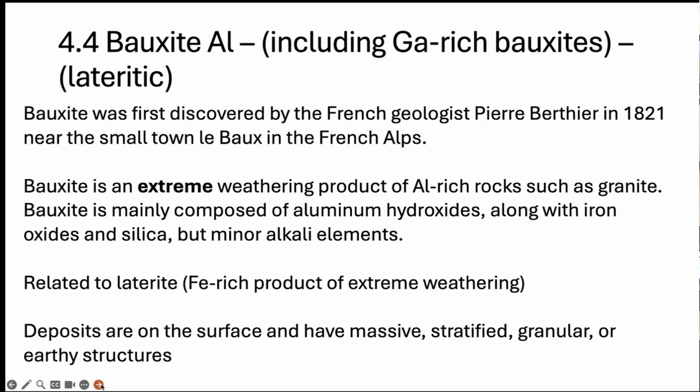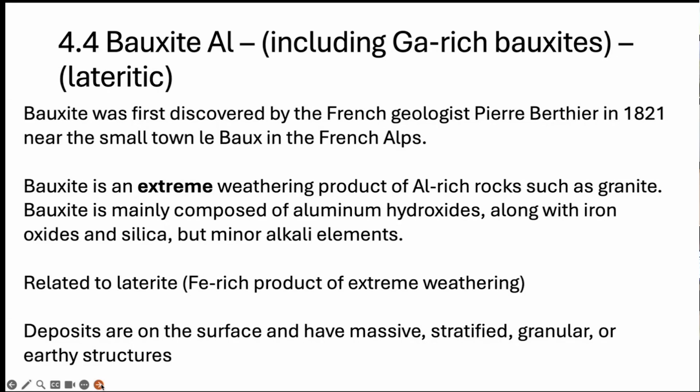All right, so then the book goes on to bauxite. This is a very different kind of ore. It was first discovered by the French geologist Pierre Berthier in 1821 near the small town of Les Baux in the French Alps. Hope I pronounced that right. It is the result of extreme weathering of aluminum-rich rocks like granite. Bauxite is mainly composed of aluminum oxides, along with some iron oxides and silica, but minor alkali elements. Bauxite and laterite are related. They're both products of extreme weathering.